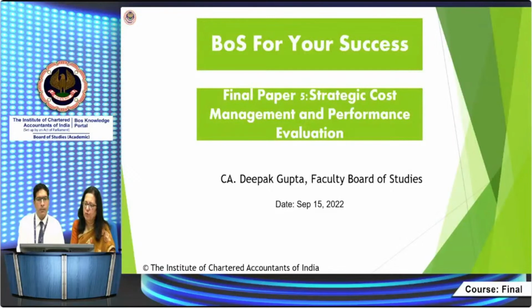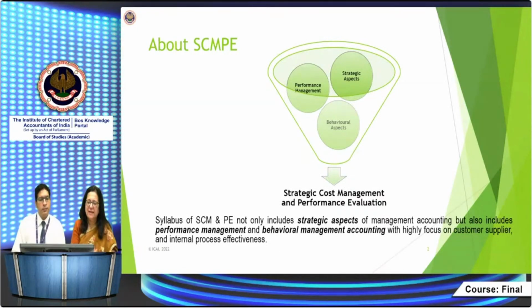So students, you very well understand, as the name suggests, strategic cost management and performance evaluation is a mix of three particular areas. The first core area is the strategic aspect of management accounting. But it also includes performance management as well as behavioral management accounting. So this paper highlights the strategic side, performance side, and the behavioral side of management.